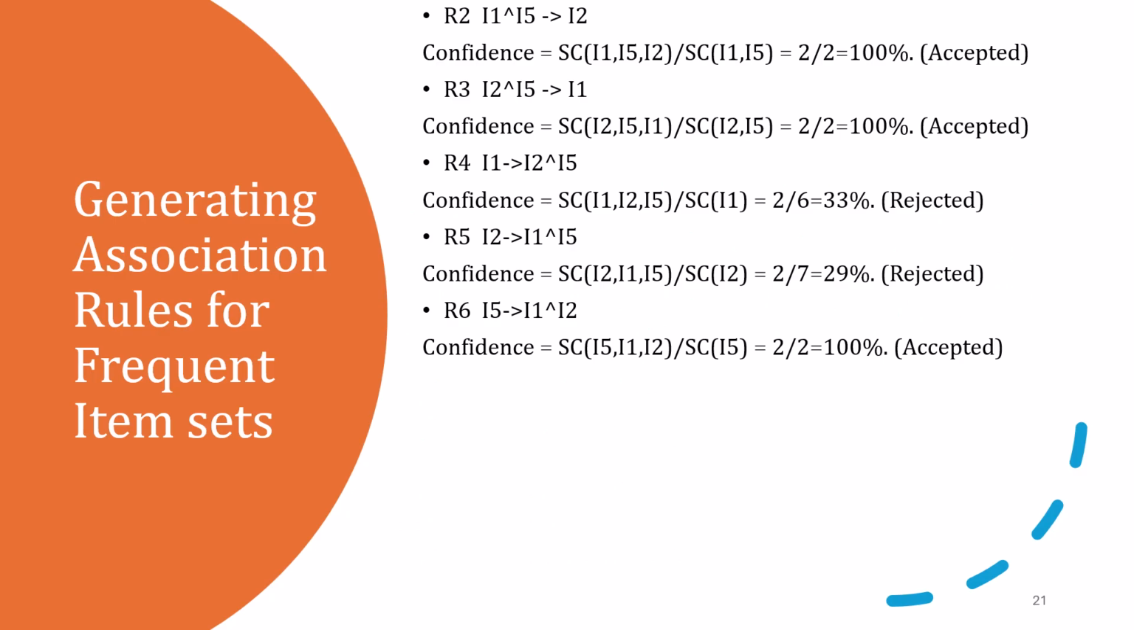From the generated association rules, only those above the threshold value are accepted, that is, three rules: rule number 1, rule number 2, and the last one, rule number 6. These are greater than the threshold confidence value, so they are accepted, and the other rules are rejected.